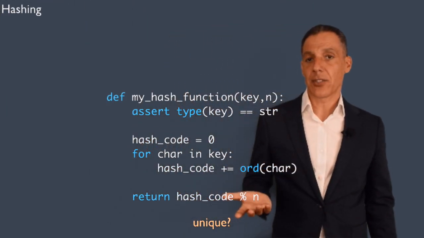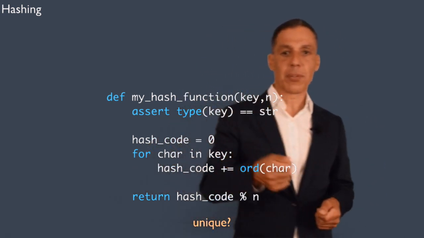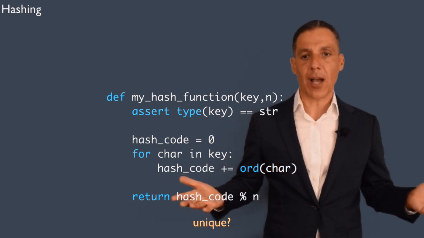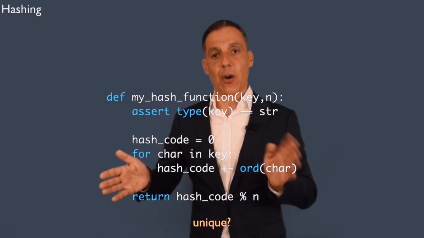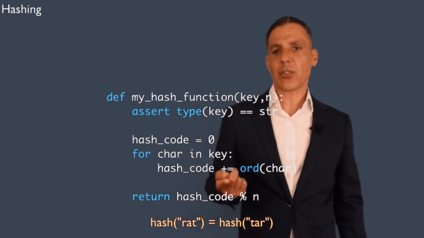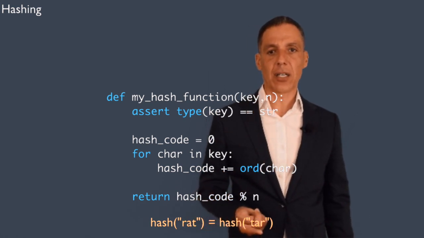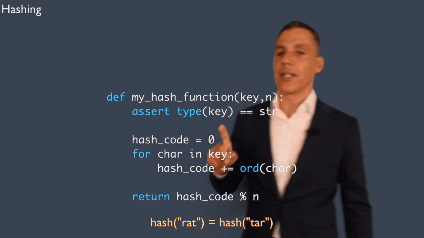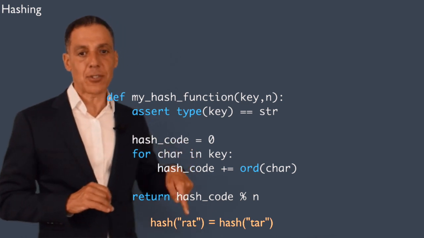We need uniqueness. So if I hash green and yellow and blue and orange and purple and pink and white and black and whatever string I want, they should all come out to be a unique integer between 0 and n minus 1. So is this unique? Well, of course not. Because if I hash rat and I hash tar, I'm going to get the exact same number. So I confessed early on that this is a terrible hash function. It's efficient, but it absolutely is not unique.